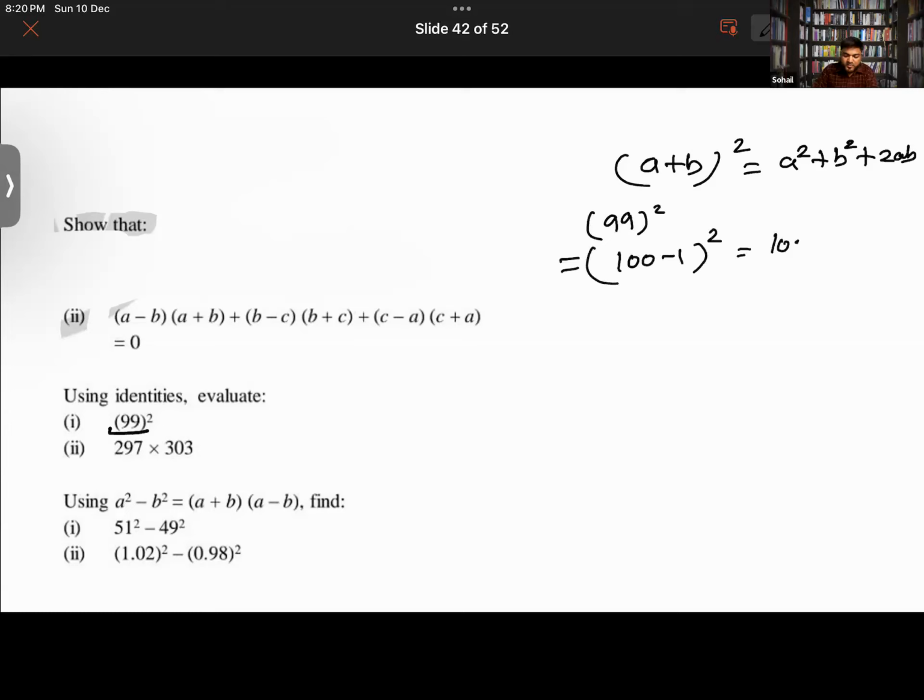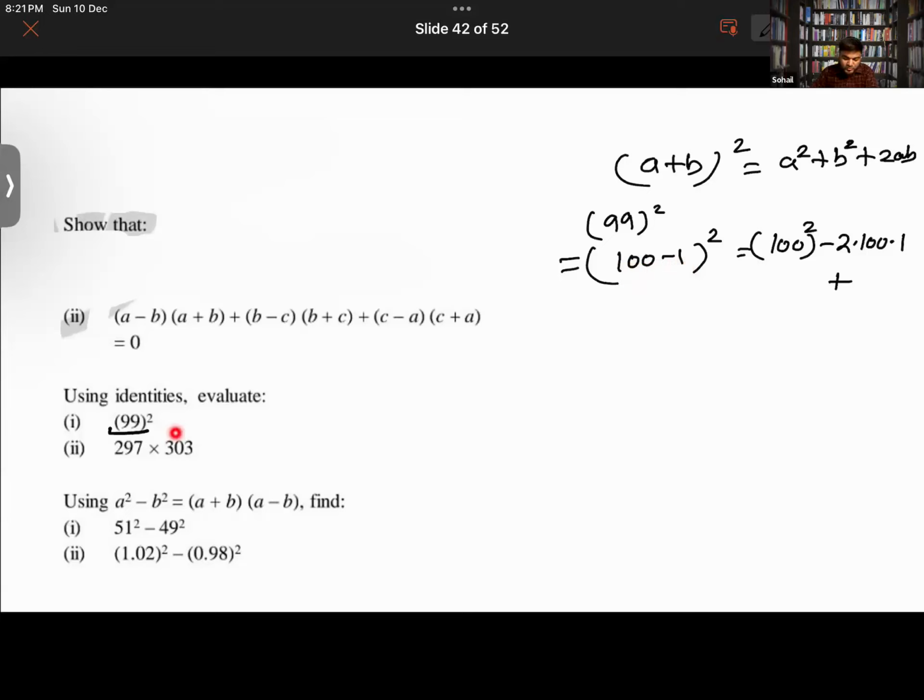It would be 100 square minus 2 into 100 into 1 plus 1 square. So we are using the second identity. Could we also use 98 plus 1 whole square? That can also be used, but using this identity would be more convenient because you have the term 100. Calculation with 100 becomes a bit easy.